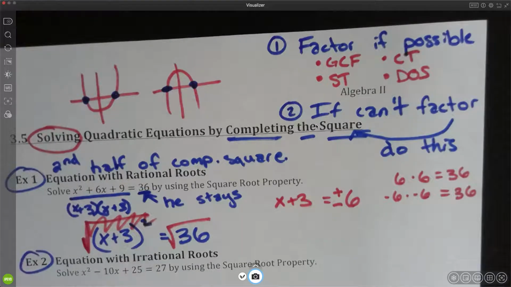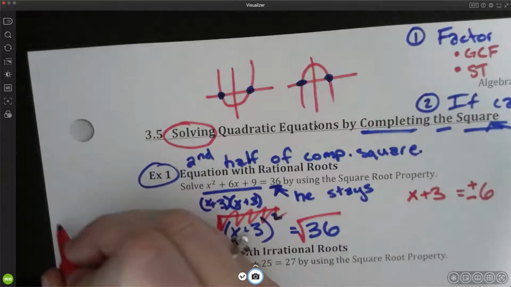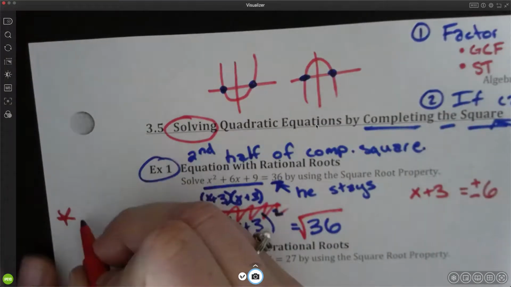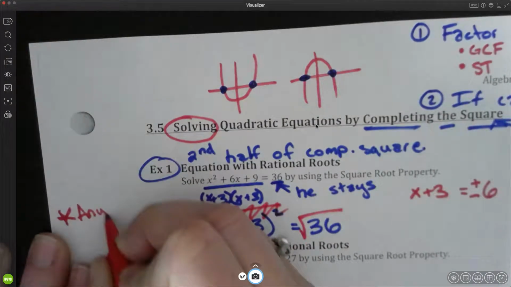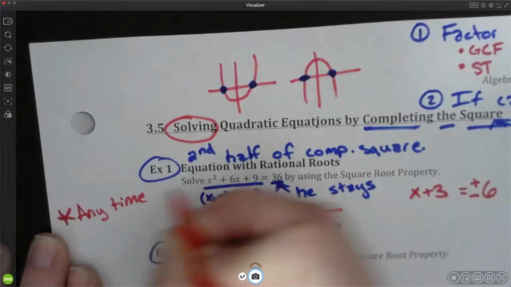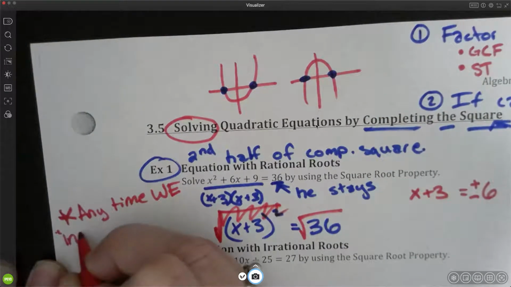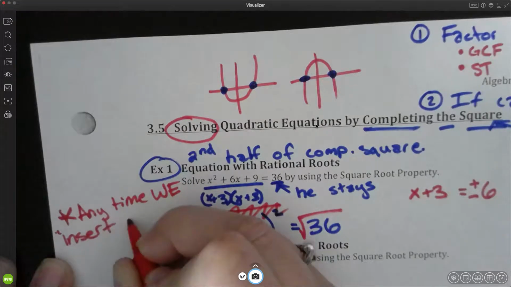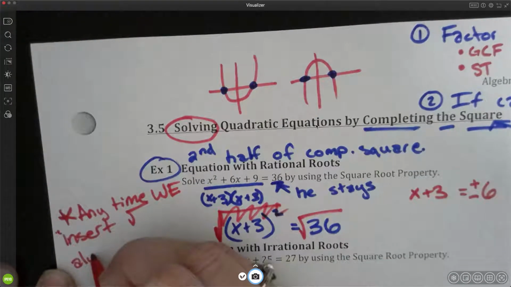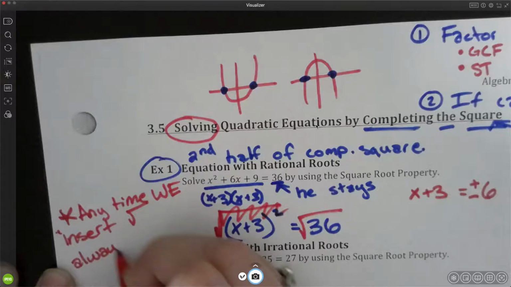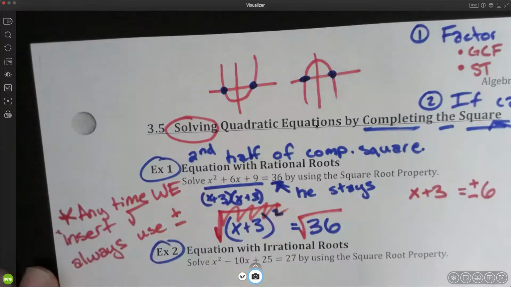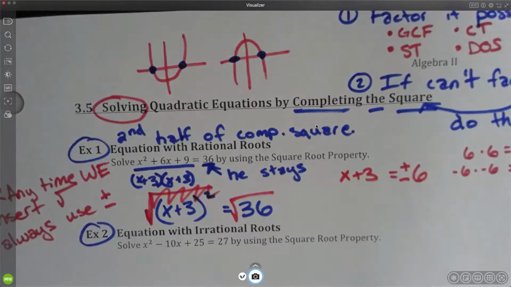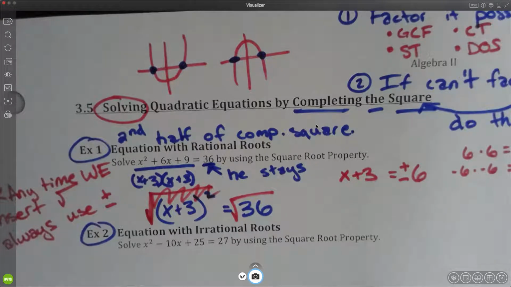Now, listen to this. This is very important. I'm going to put a little star over here. Going forward, anytime we insert a square root, always use plus and minus. Anytime we put the square root in there, it's always going to be plus and minus. So it's not just positive 6, it's negative 6 also. Going forward, that will always be the case. Always use plus and minus.